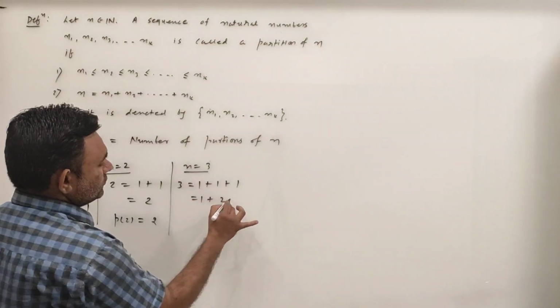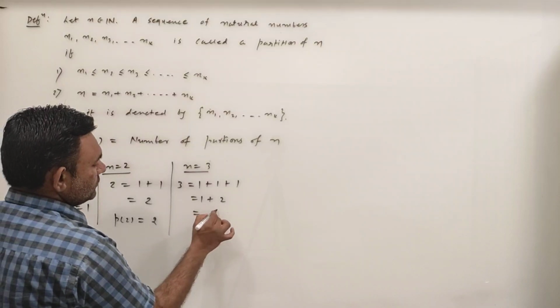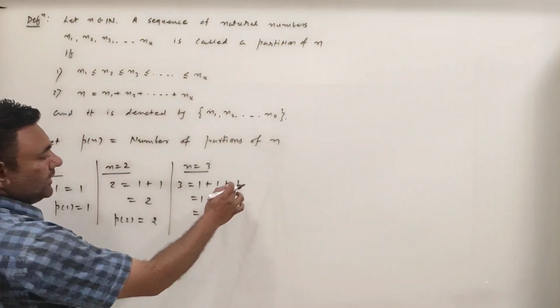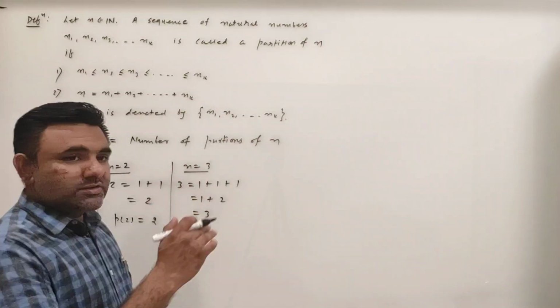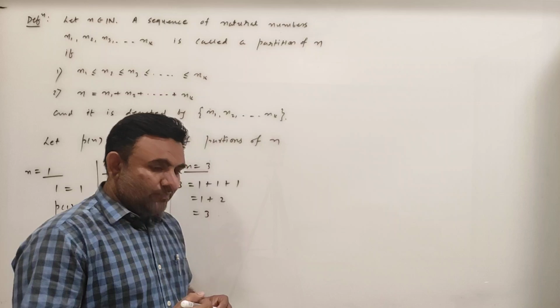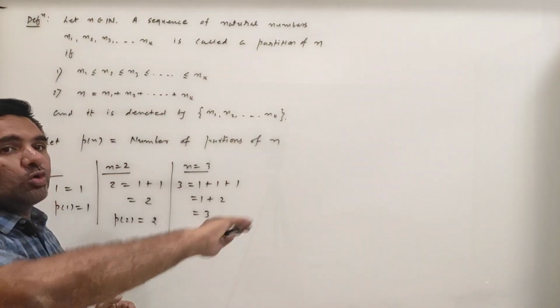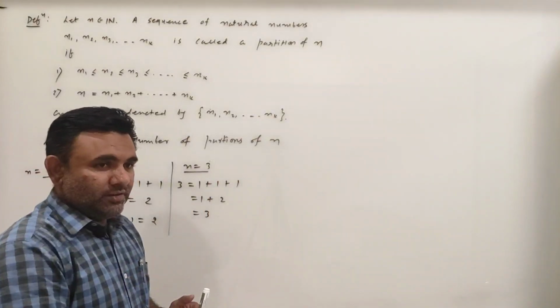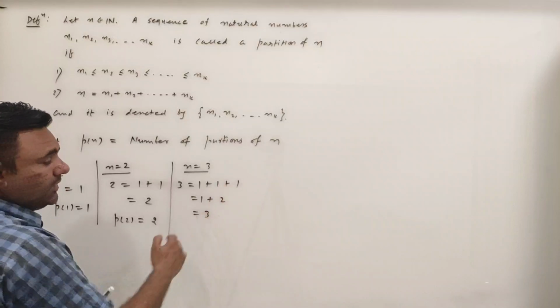Now it is 1 plus 2. 1 plus 1 is 2. And it is 1 plus 2, that is 3. So there are 3 partitions. There is no other way to express 3 as a sum of a sequence of positive integers that is monotonically increasing, that is non-decreasing, and whose sum is 3. So these are the only 3 ways, right?